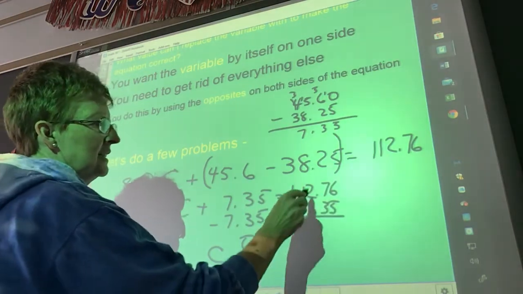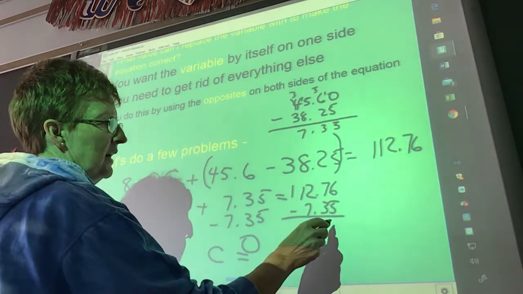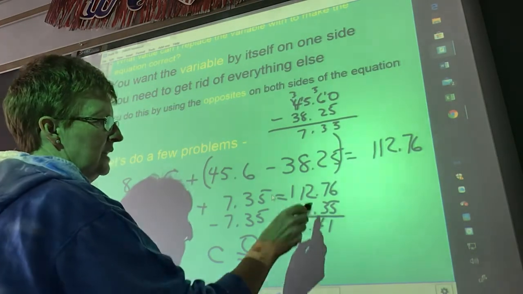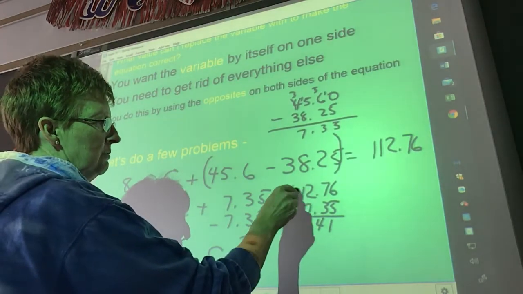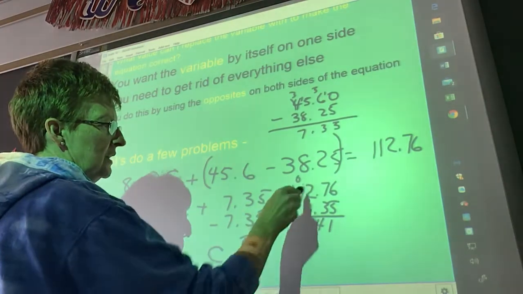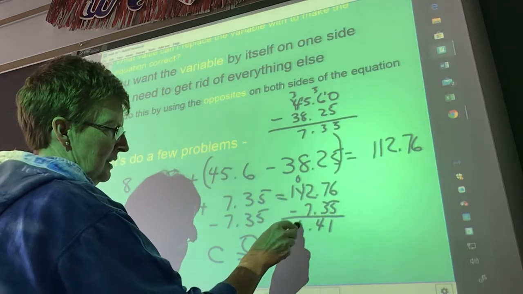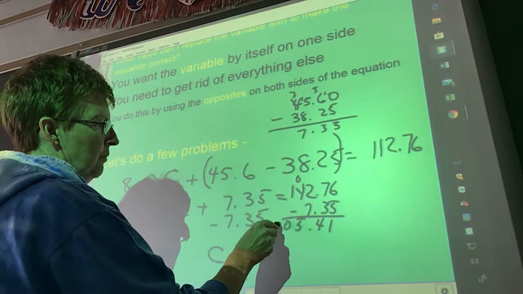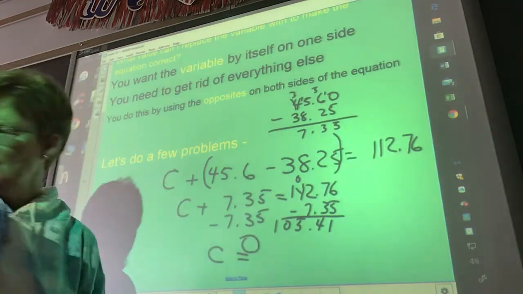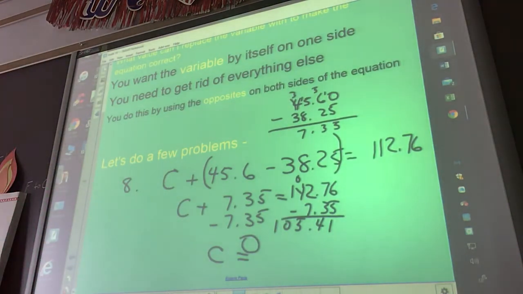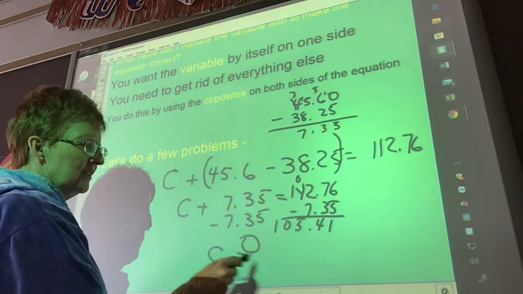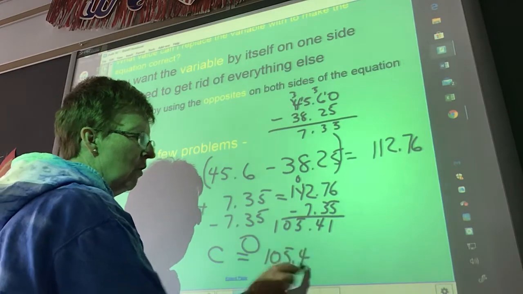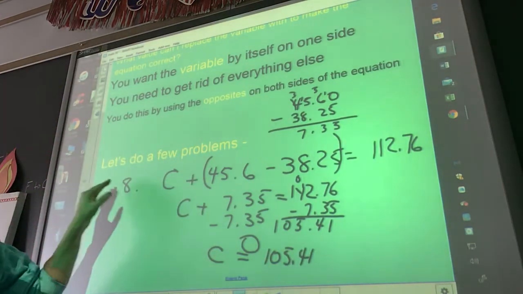112.76 minus 7.35. So I'm going to just subtract, and then I have to regroup here. This is going to become a 0, and that's going to become 12, or I could have just left it 5, 0, 1. And so, is that right? Just check. Yep. My answer is that C equals 105.41. So the answer for number 8 is that.